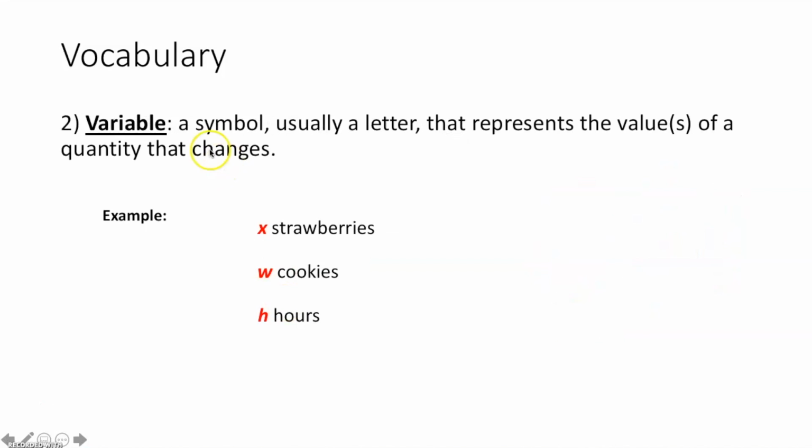A variable is going to be a symbol, usually a letter, that represents the value or values of a quantity that changes. So this time we don't have a specific number of strawberries. We have x amount of strawberries. We don't have a specific amount of cookies. We have w amount of cookies. And here we have h amount of hours. Anytime you have a quantity that changes, we're going to plug in a letter or a symbol, a variable. Here you can see highlighted in red, the x, the w, and the h are our variables. So we leave them as letters in our equation or expression, and then we're going to plug in values for them.